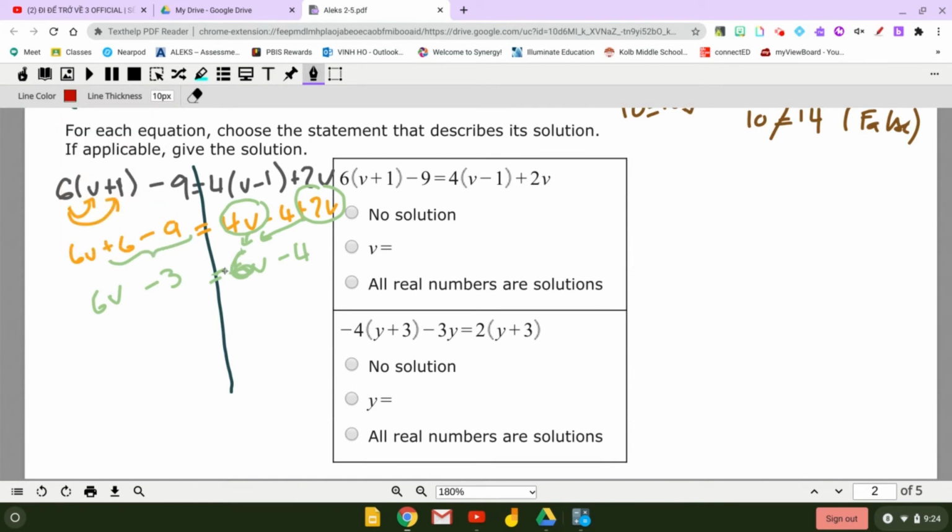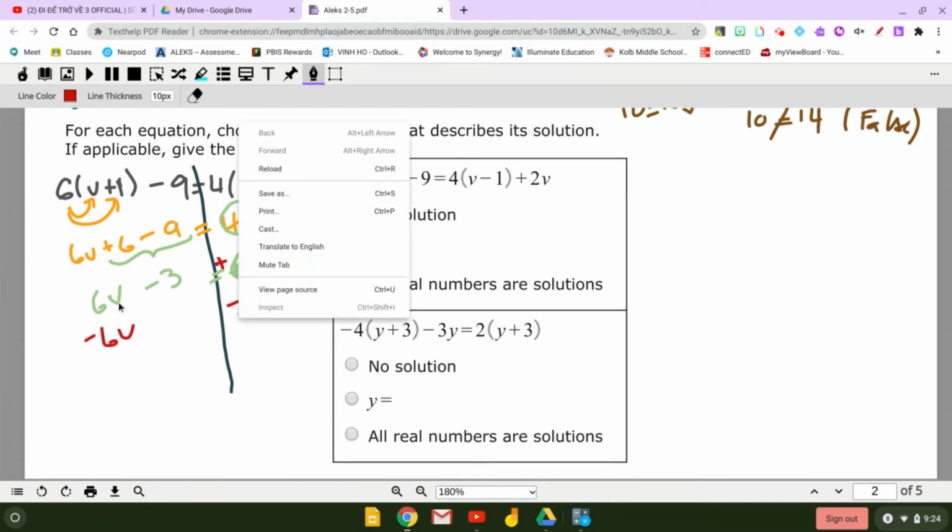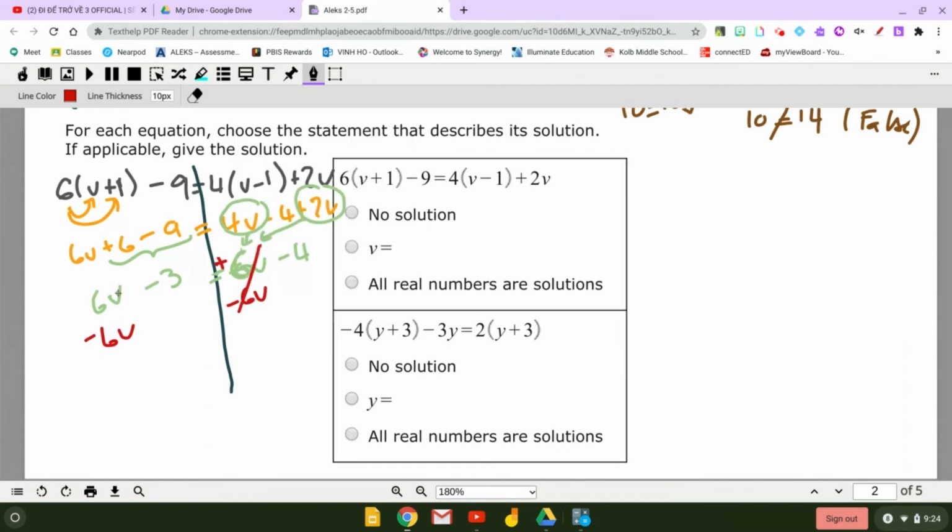All right, so now we're going to move v to the same side. v right now is positive 6v, so we have to subtract 6v on both sides. 6v minus 6v, 0. 6v minus 6v, 0. So we end up with -3 equal to -4. And they are not equal, so that will be no solution.